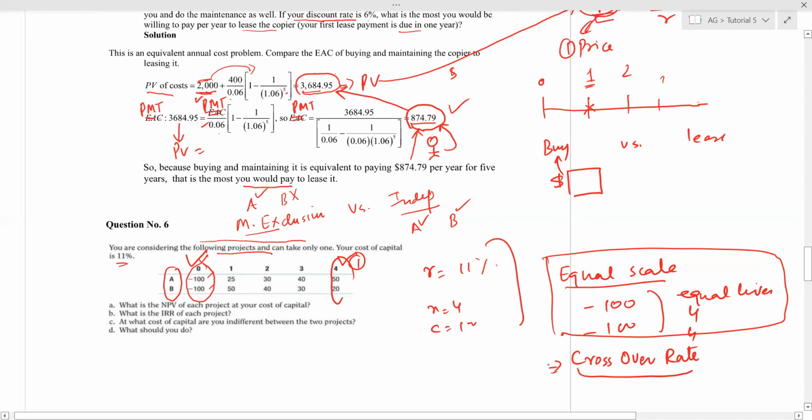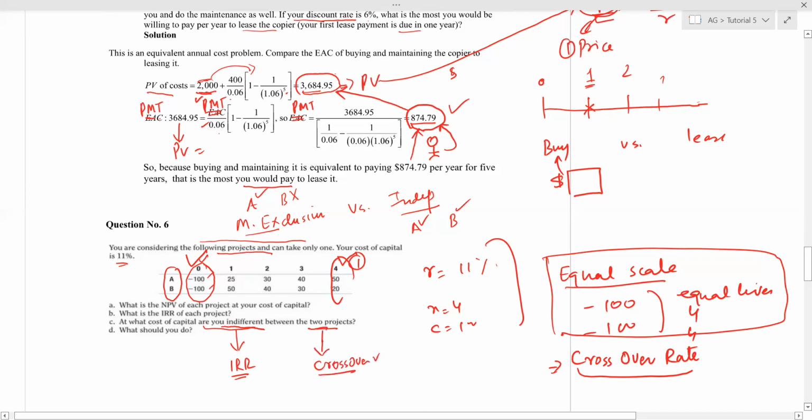Okay, what is the NPV of each project at your cost of capital? What is IRR? So it's again a simple case, and the question C says, at what cost of capital are you indifferent between the two projects? Okay, normally we are indifferent at a rate that we call IRR. So IRR is the rate at which we are indifferent to select a project or not, but this question is saying you are indifferent between the two projects. So it is not IRR, but this is called crossover rate.